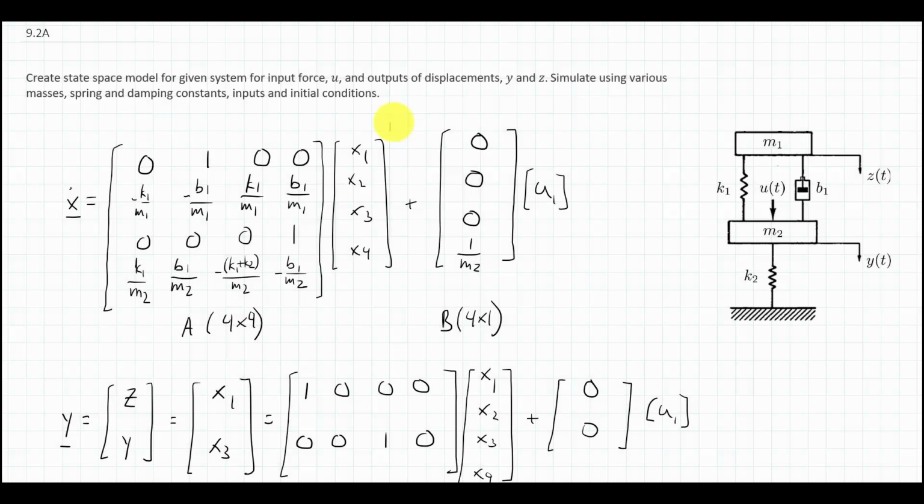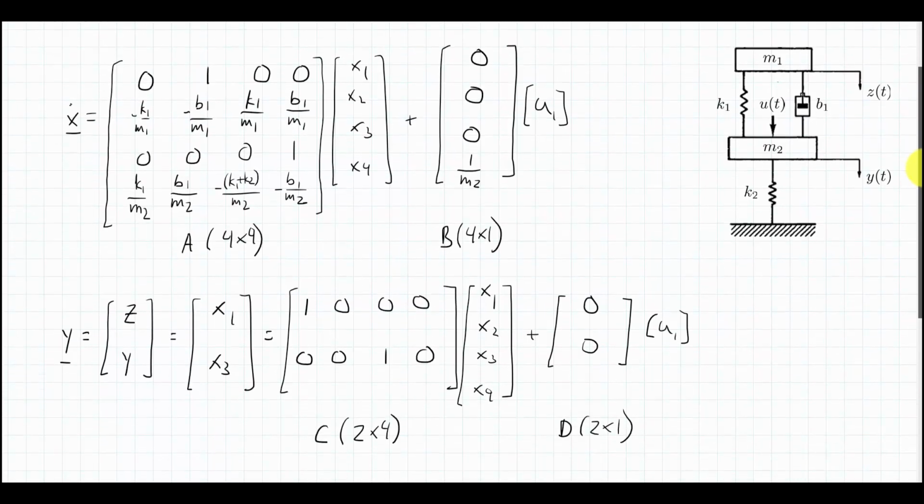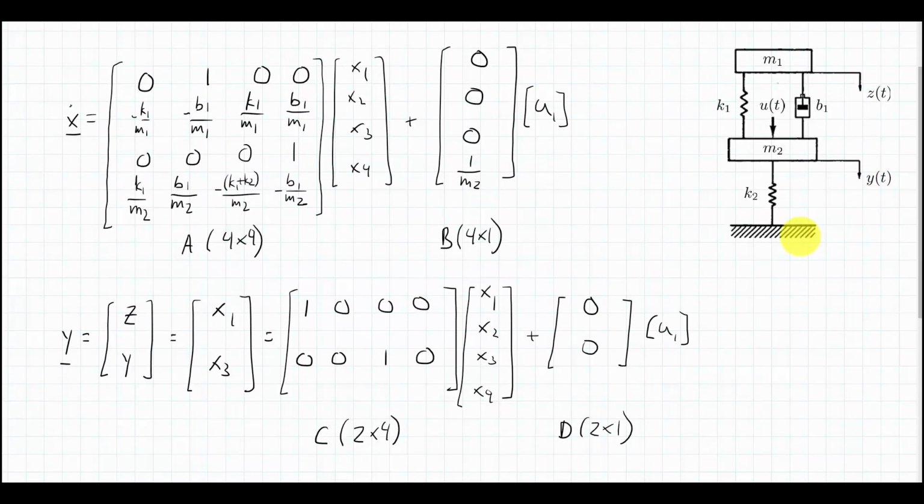Here we're going to study the behavior of a system that we previously derived the state space model for. Previously we saw that this 2 degree of freedom system with 2 masses and 1 input has a state space model. We have the A, the B, the C, and the D matrices from before. Let's refresh ourselves on what those looked like, their sizes and their values.